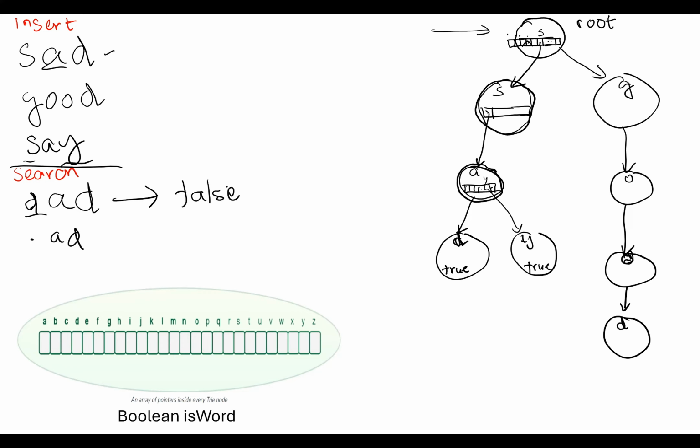Okay, and now let's look for, say, another word, gray, something like that, okay? So we will go to the root and look for the character G. And as you see, already there is a node for G. So we are fine with G. Next, we look for R. And as you see, there is no child R here. There is no child R. So we will return false.